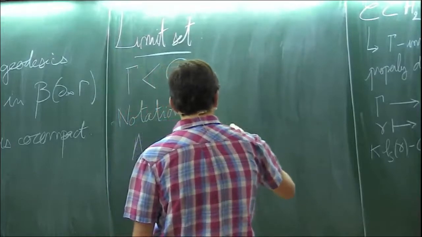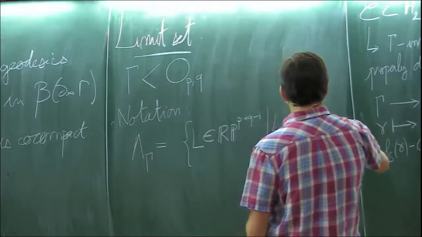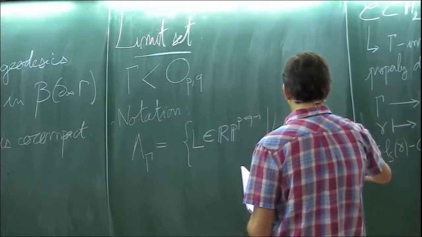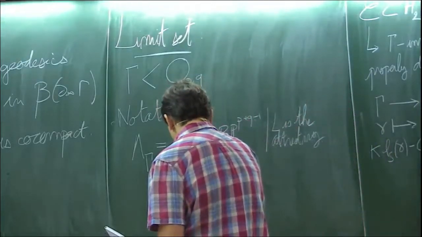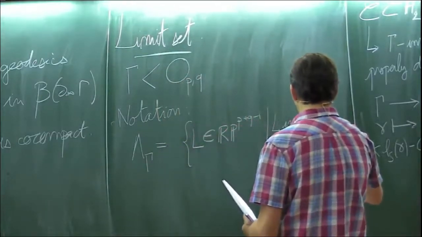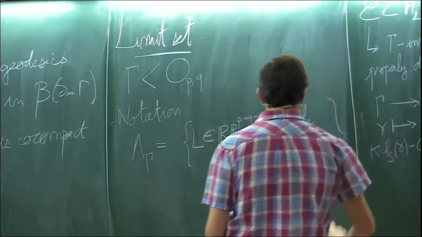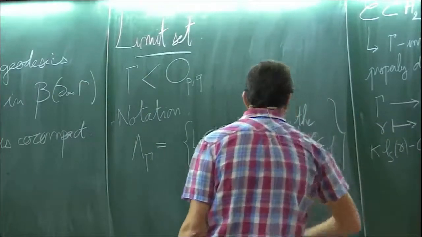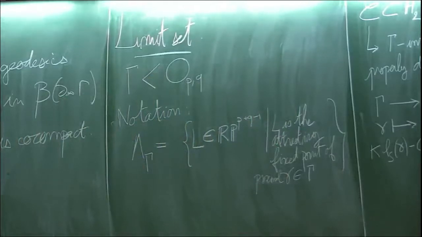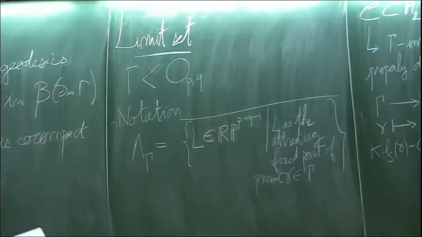So I take the set of lines in the projective space such that L is the attracting fixed point of some gamma in gamma. Okay. Of some proximal element gamma. Okay, so this is a gamma invariant subset of this projective space, and I promote it to a closed invariant set.